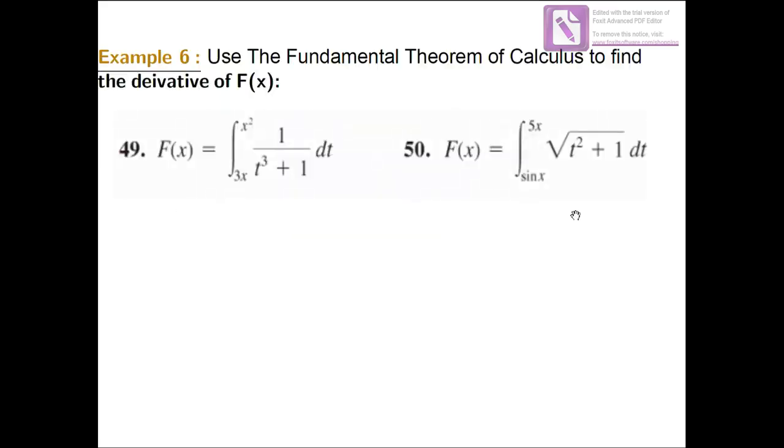Then for number 50, f of x equals the integral of root of t squared plus 1 dt, where t goes from sine x to 5x. Also, we need to find the derivative of this one. But here we have two variables: here we have sine x, and here we have 5x. So we need to apply the fundamental theorem of calculus. Also, we'll use the two integrals: from sine x to 0, then plus from 0 to 5x.